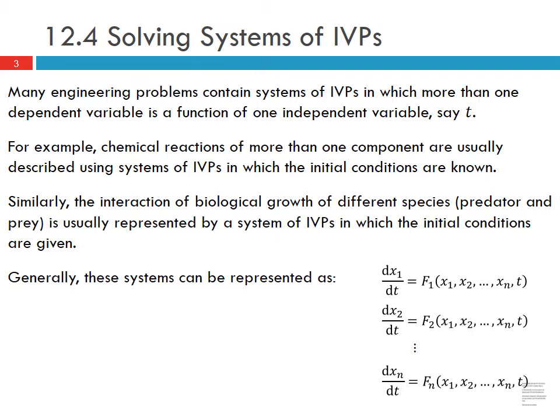Generally, these systems can be represented as shown here. For example, dx1/dt is equal to a function of x1, x2 up to xn as well as time. Then we can have a second equation, dx2/dt is equal to a function of x1, x2 up to xn as well as time. And we can have up to n of these equations: dxn/dt is equal to some function fn of x1, x2 up to xn and time.